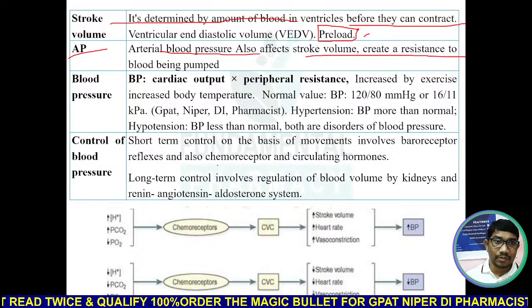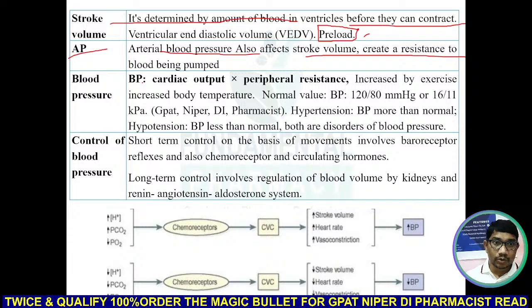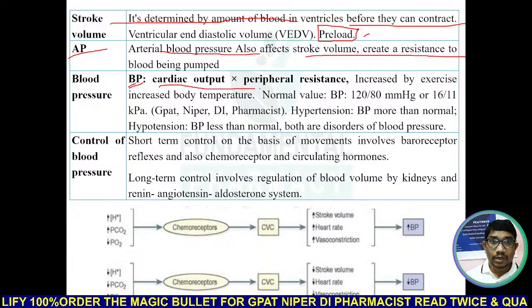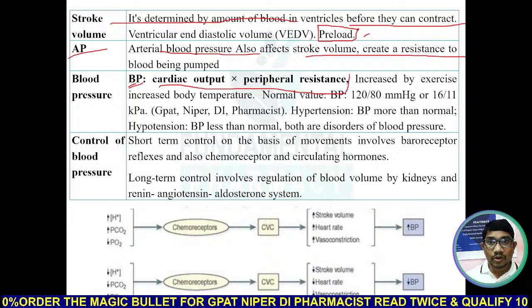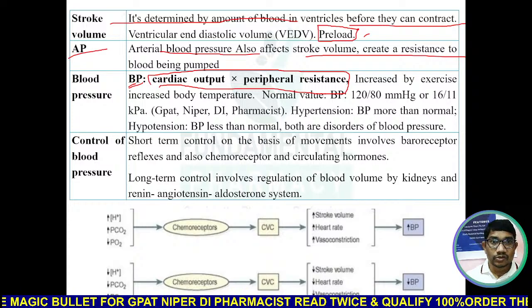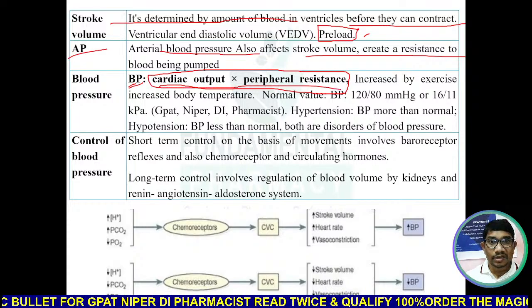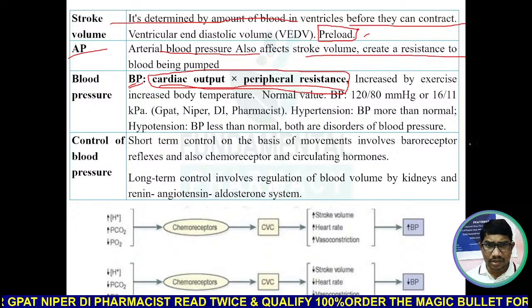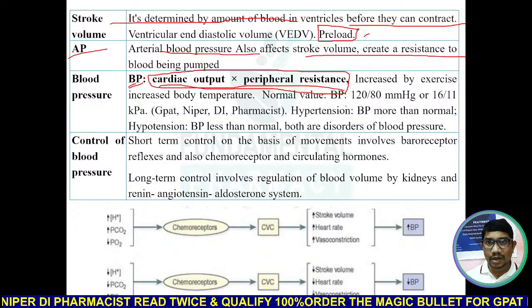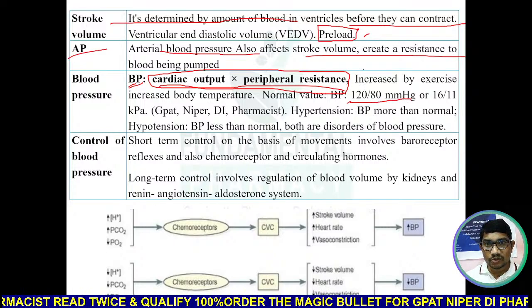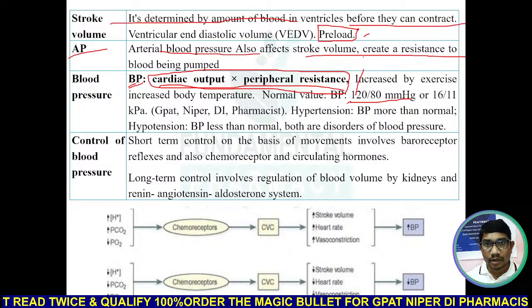Blood pressure क्या है? Blood pressure तो है आपका cardiac output into peripheral resistance. ये फॉर्मूला आपको याद रखना है, because on this formula you can understand whole anti-hypertensive chapter, cardiac output and peripheral resistance. It is increased by exercise, increase the body temperature. Normal blood pressure आपको होता है around 120/80 mm of Hg. So out of that ये 120 जो है that is known as systolic blood pressure.